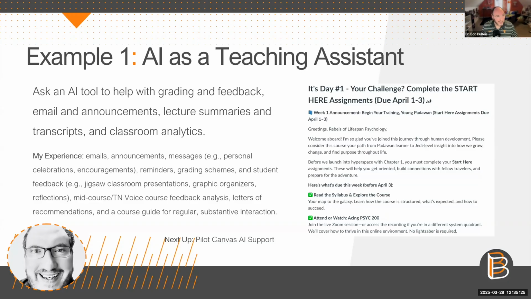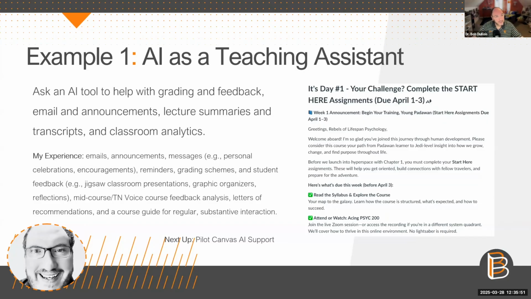So I do jigsaw classroom presentations where I have to grade not only their presentation materials and their handouts, but also their presentation themselves and some process things. In some cases, they have to create graphic organizers or write reflections. And I was able to work with AI to adjust my rubrics and ultimately train the AI to be the first kind of eyes that looked at some of the things that I was grading.